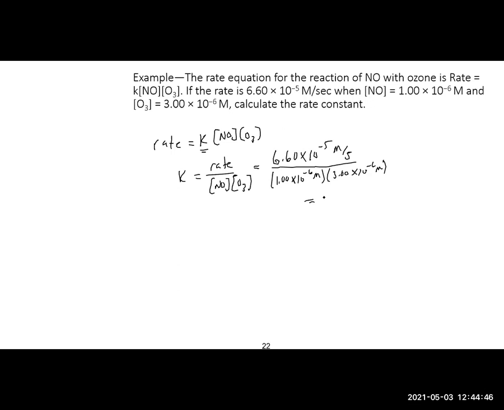That looks like maybe 2.2 times 10 to the 7, 1 over molar seconds, if I didn't push a number wrong. Let me just make sure real quick. Like it. And again, our units would be 1 over molar seconds, as the molarity on top and one on the bottom cancel each other out, leaving us seconds and molarity on the bottom, giving us 1 over molar seconds. Any questions on that so far?